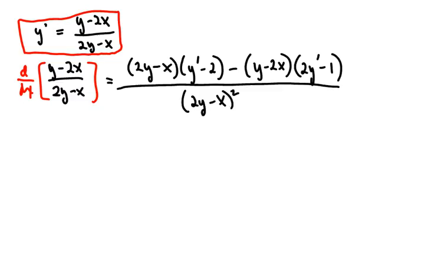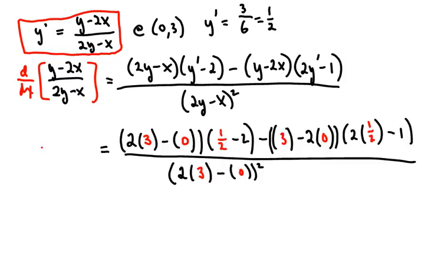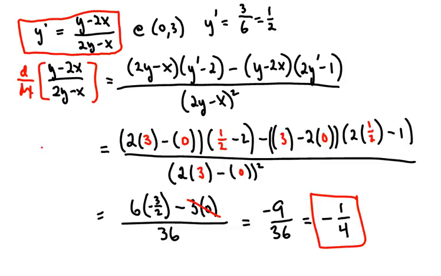Well, we can plug in the y prime where we see it. We can plug in that original derivative, but it's even easier to evaluate the original derivative and then plug in. So the original derivative is just 1/2. Okay, so I substitute all my values for x, y, and y prime, and you can pause this and work through all that messy arithmetic, but you should come up with negative 1/4.